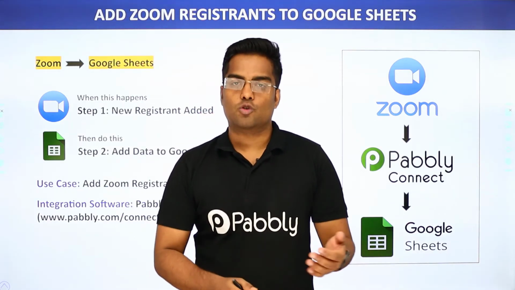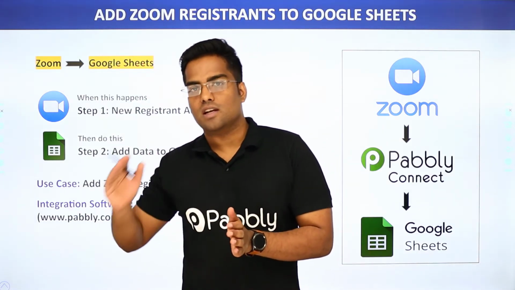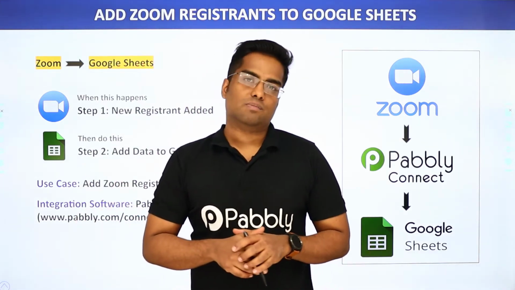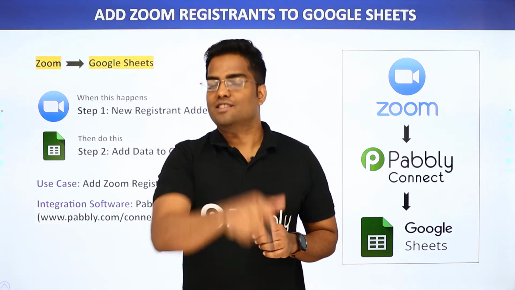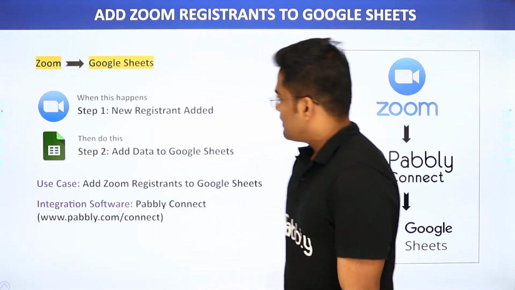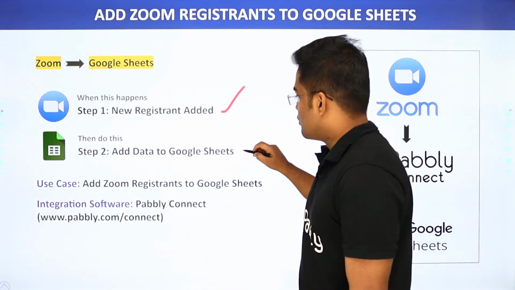The first choice is you copy all the details of these students from Zoom, sort it out and manually insert it into Google Sheet. The problem with this method is it is actually very repetitive and tiresome. So I would suggest that you bring in some automation. So here, when a new registrant is added in Zoom, it will automatically add this data to Google Sheet.